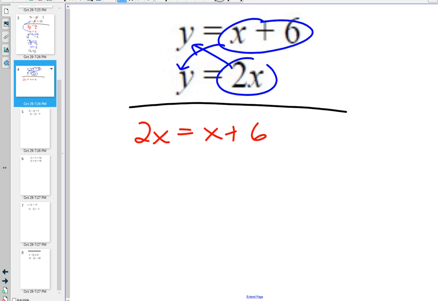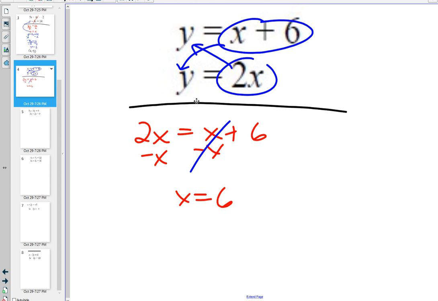What's different about the equations in red than the ones in black? Yeah, good. If you substitute properly, you should only see one variable, so that's what allows me to solve for it. Minus x, so x equals 6.